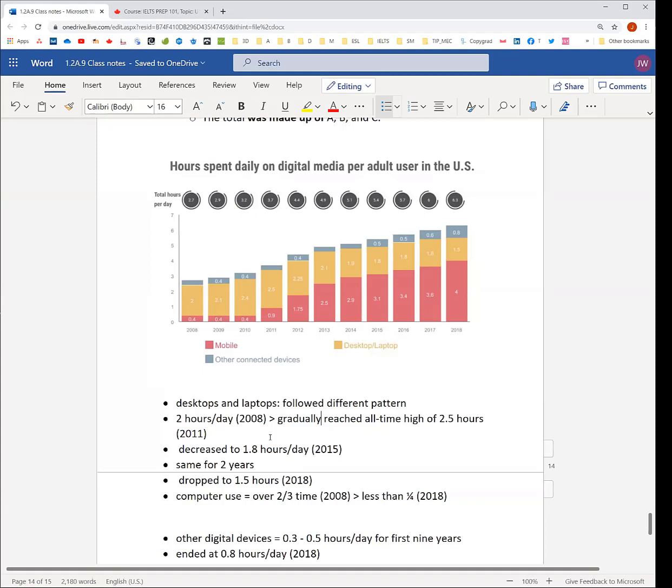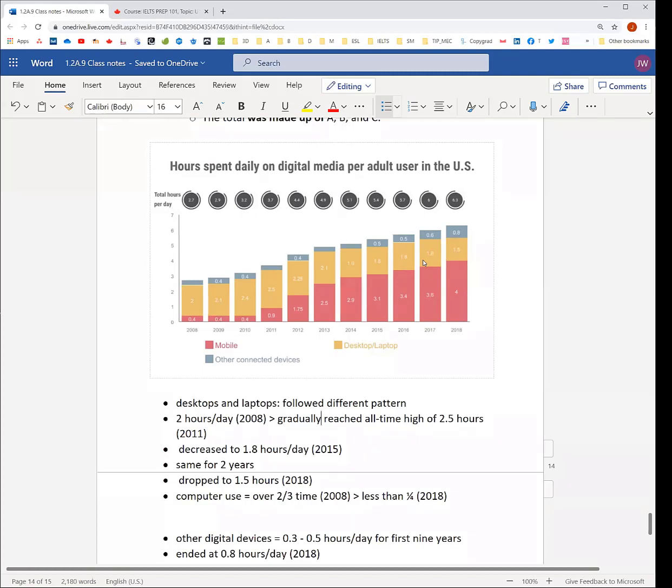Okay. 2015. You get 1.8, 1.8, 1.8. Yes, which continued the same for the next 2 years. Good. Before dropping to 1.5 hours in 2018.